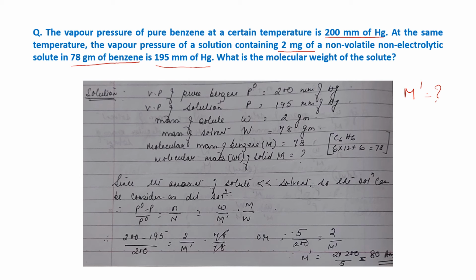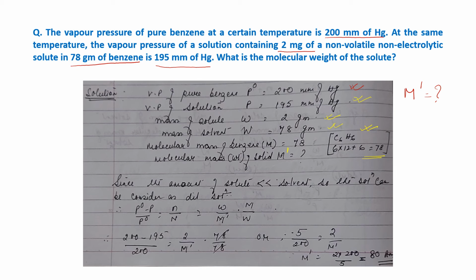See here, the vapor pressure of pure benzene, P naught, is equal to 200 mm of mercury. Vapor pressure of the solution, that is P, is 195 mm of mercury. I already told you, mass of the solute, small w, is 2 gram. And mass of the solvent, capital W, is equal to 78 gram. Both the things are given. Molecular mass of benzene, M, you have to calculate from the formula, that is 78. You have to find out the molecular mass of the solute, that is M dash.